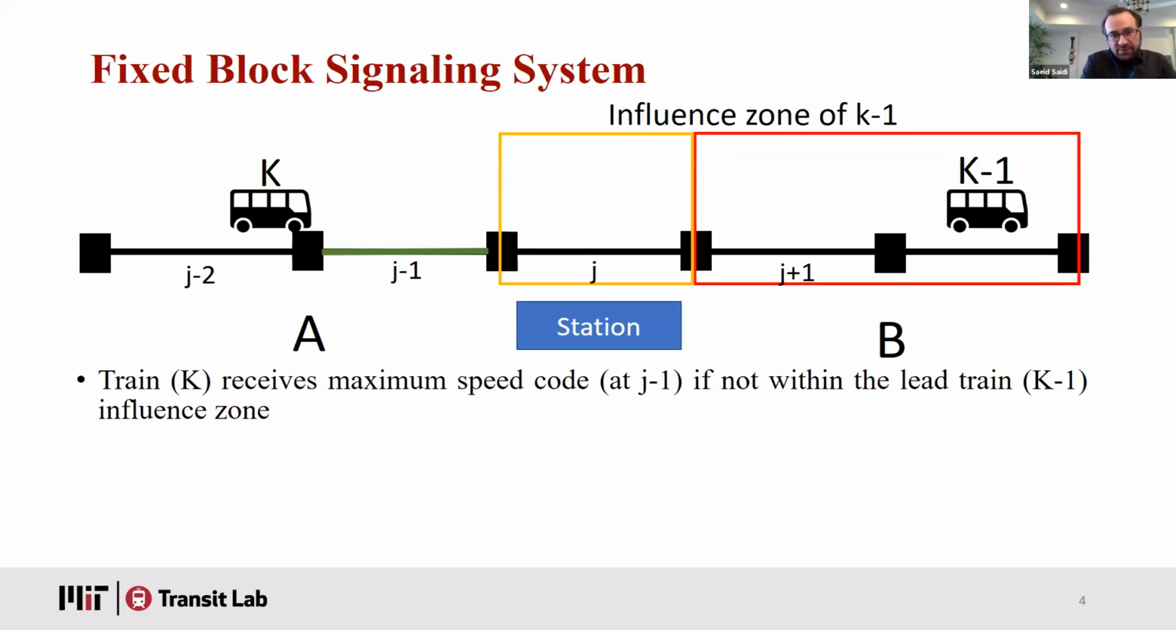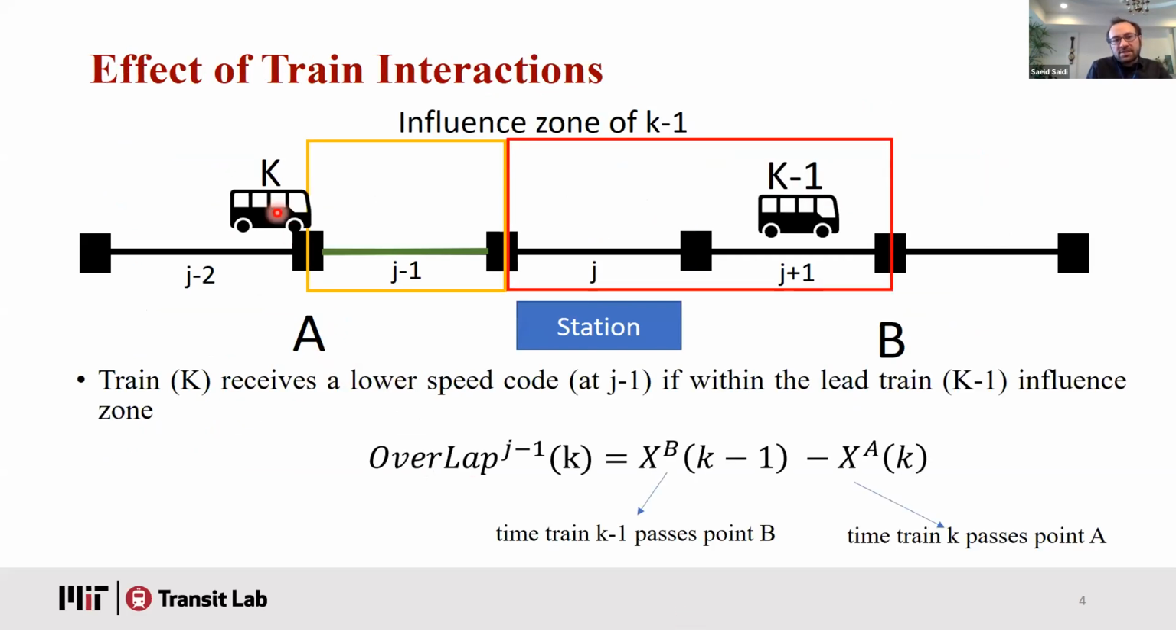We're dealing with a fixed block signaling system. So if we have this following train K far enough from its leader, the train will receive its maximum speed code and there will be no delay. However, if this train is within the influence zone of the leader, it will receive a slower speed code, and that's where we observe delays.